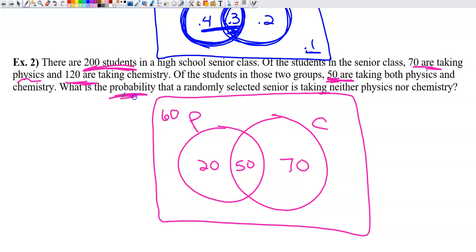They wanted probability. I can't say 60 is my probability because that's bigger than 1. But I can go probability 60 out of 200, which is 0.3. I got a 30% chance of randomly selecting a kid and them not taking either chemistry or physics.